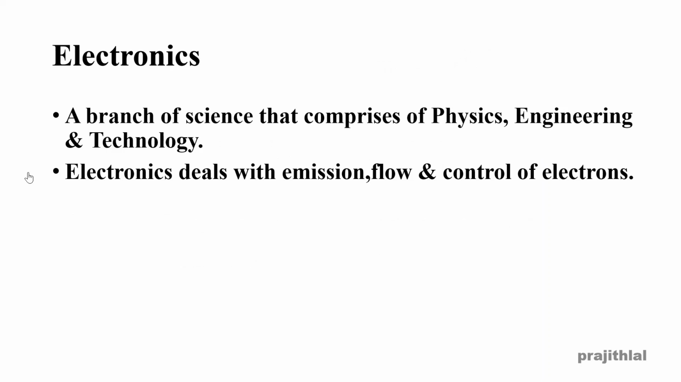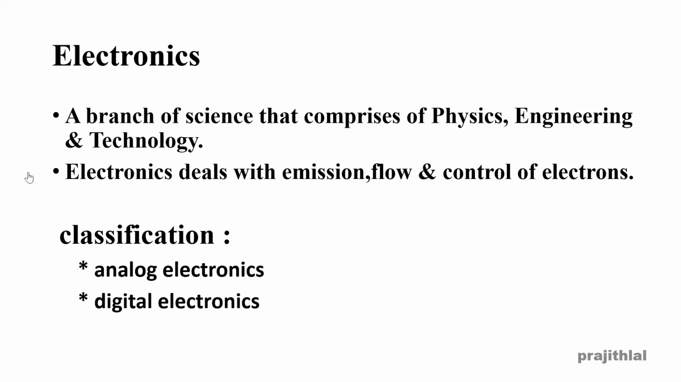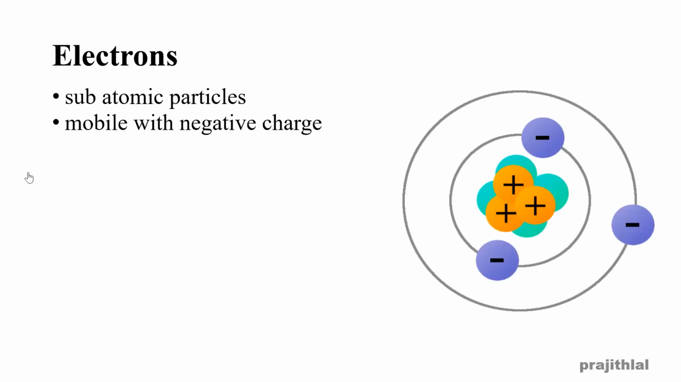So, what is electronics? Electronics is a branch of science that comprises physics, engineering and technology. Electronics deals with emission, flow and control of electrons. The two main classifications of electronics are analog electronics and digital electronics. So, as we said, electronics deals with emission, control, and flow of electrons.